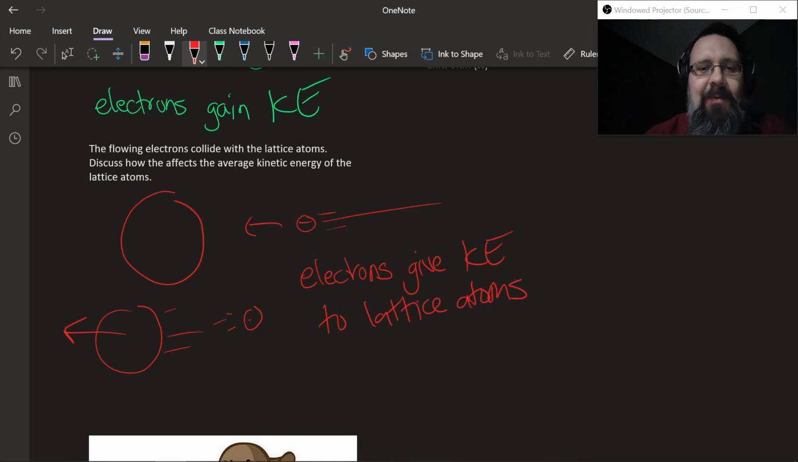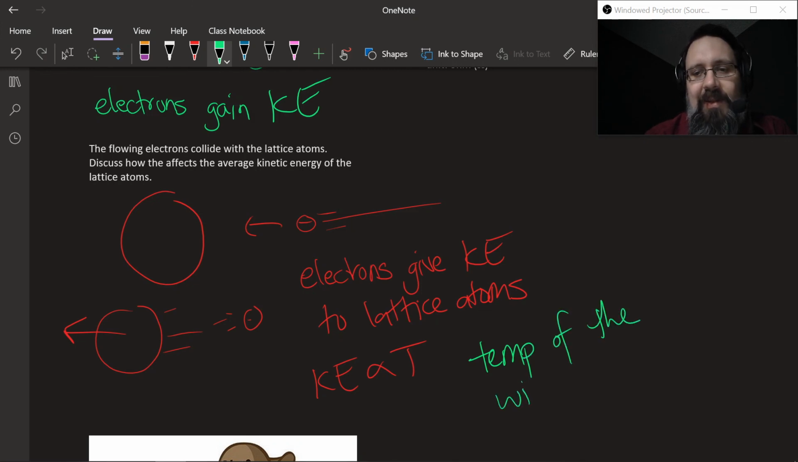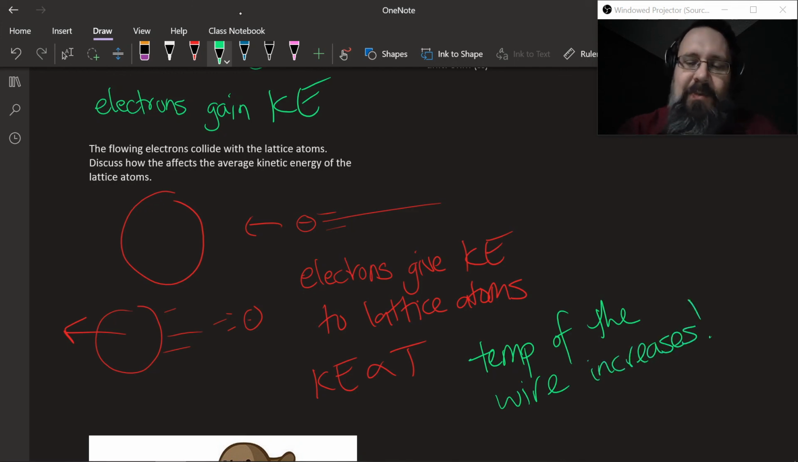And then as we remember, kinetic energy is proportional to temperature. And so this is going to cause the temperature to increase. So the temperature of the wire, which is what the lattice atoms are, increases. We call this resistive heating.